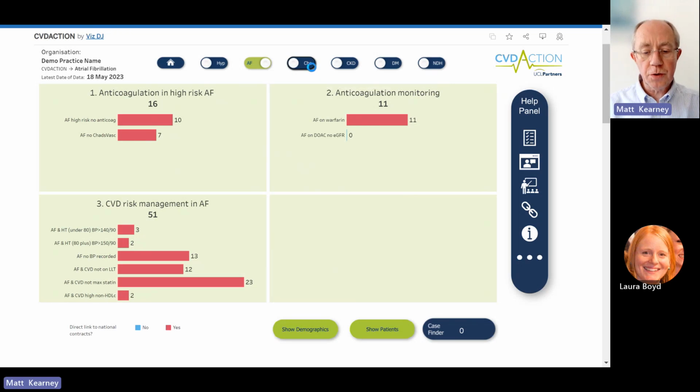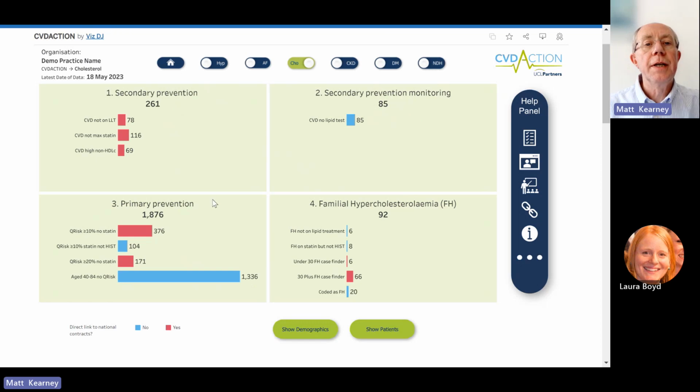So we move on to the cholesterol one now. There are 4 domains in the cholesterol dashboard. Secondary prevention: patients with CVD who are either not on lipid-lowering therapy or on a suboptimal dose, or they've not been treated to target. And this top group is 78 patients here with cardiovascular disease, not on any lipid-lowering therapy.